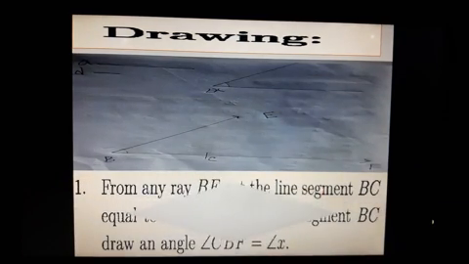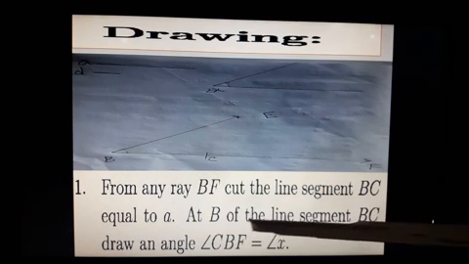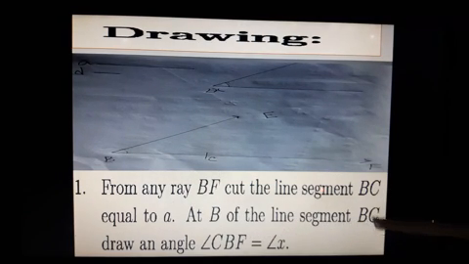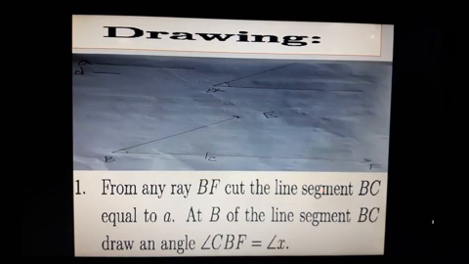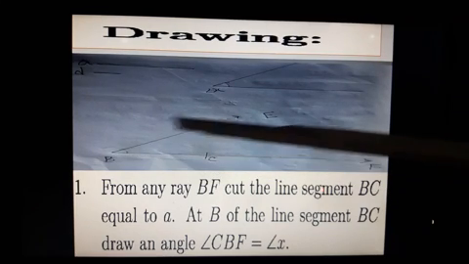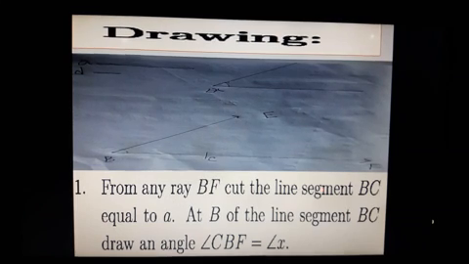From any ray BF, cut the line segment BC equal to A. At B of the line segment BC, draw CBE equal to X. Now we will see how we can do it.